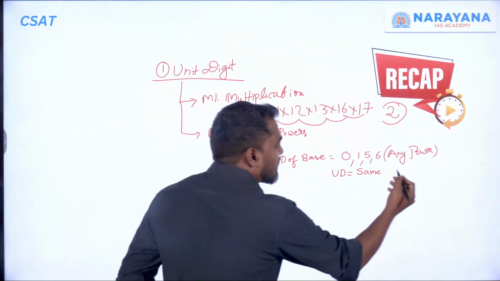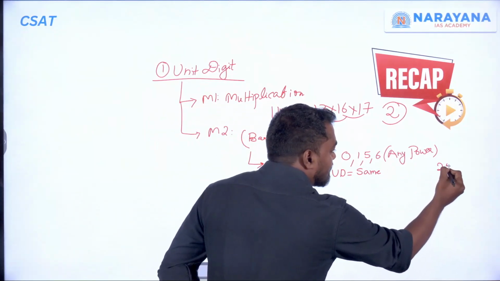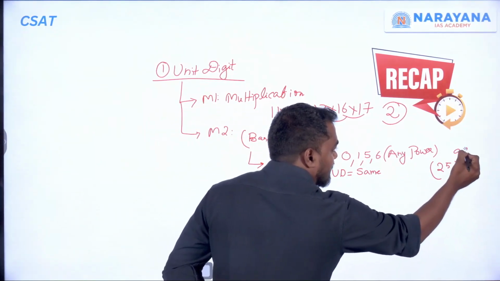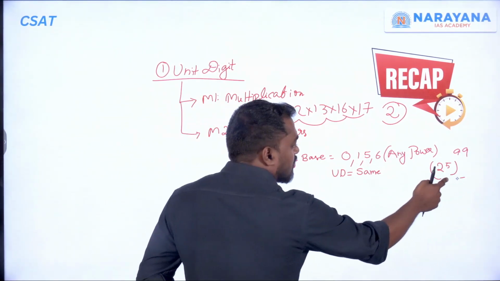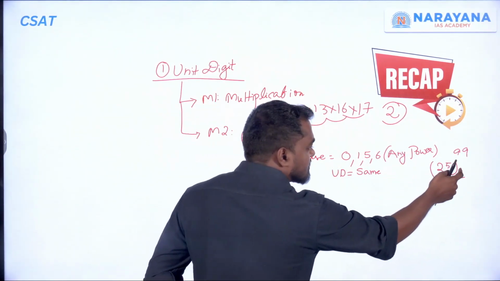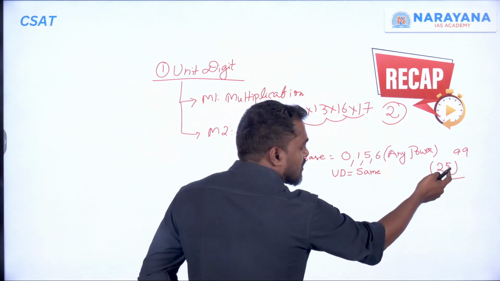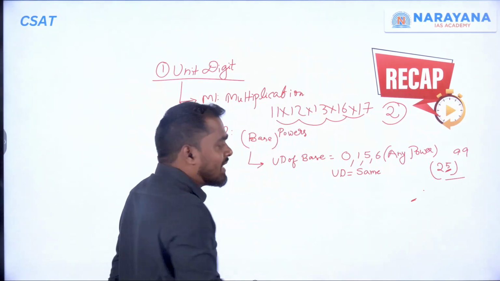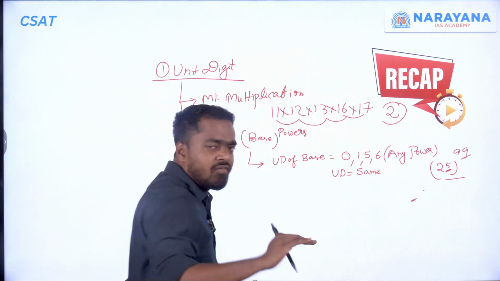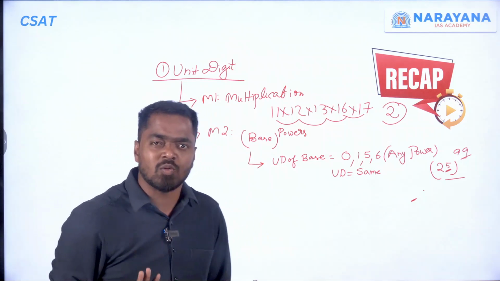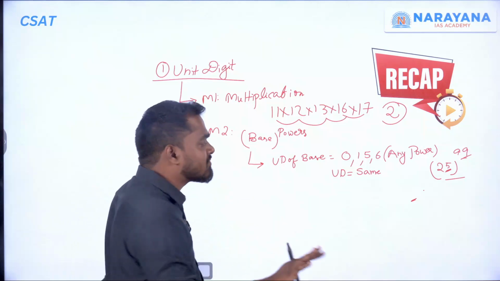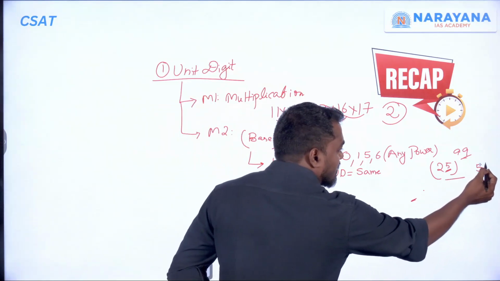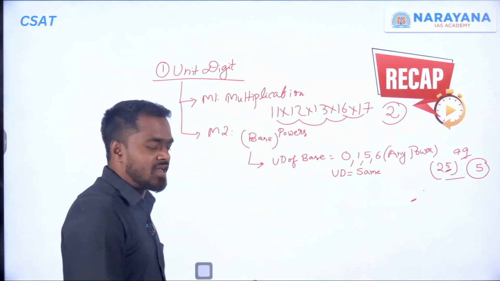For example, if you take any number, 25 to the power 99. How to find the unit digit of this expression? What is the unit digit of the base? This is the base, this is the power. So the unit digit of the base is 5. Let it contain any power: 5 square is 25, 5 cube is 125. So let 5 contain any power, the unit digit will always be 5 only. So the unit digit of this expression will be 5.